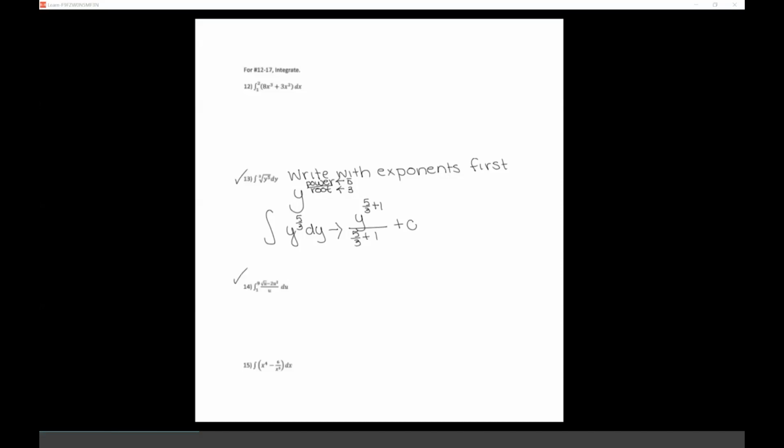Then you can either use a fraction calculator or do it in your head if you remember that you can write 1 as 3/3. If I write 1 as 3/3 and I'm adding 5/3, this becomes y to the 8/3 over 8/3 plus c. That looks a little clunky because I have a fraction in the denominator. So instead of dividing by 8/3, I'm going to multiply by the reciprocal: 3/8 y to the 8/3 plus c.